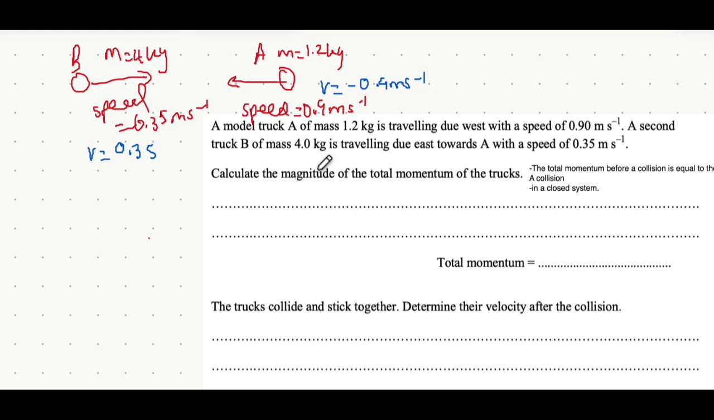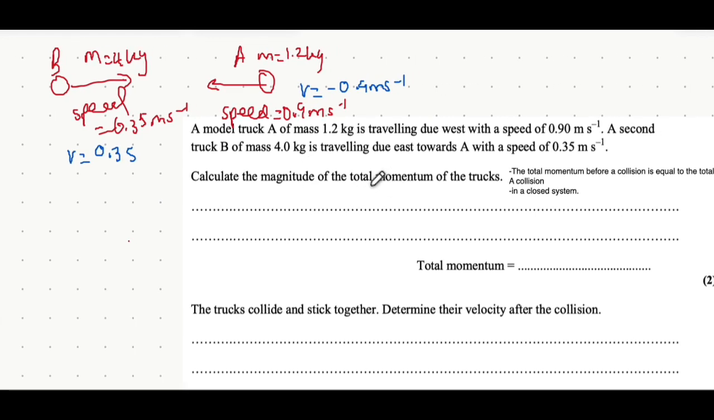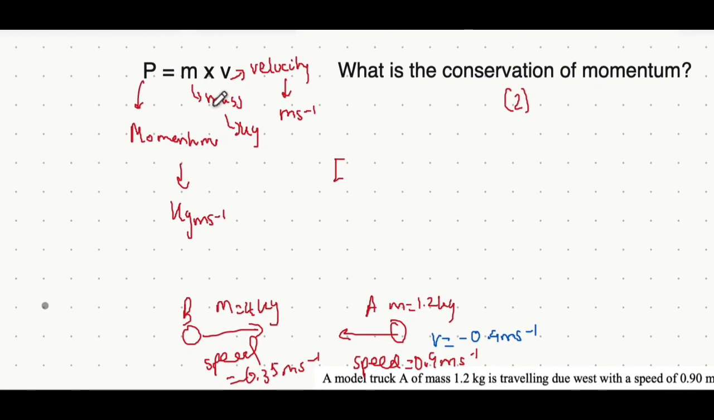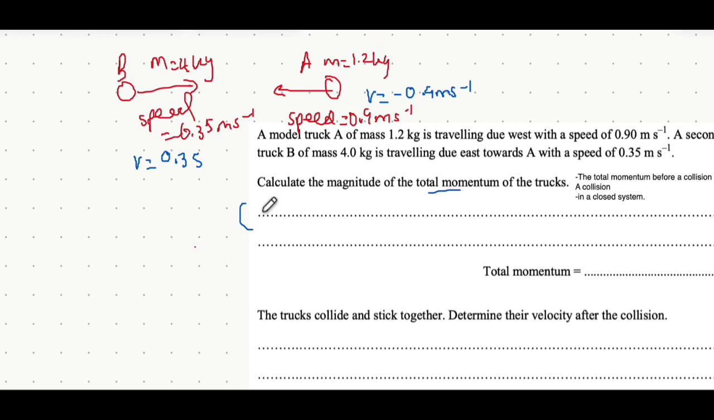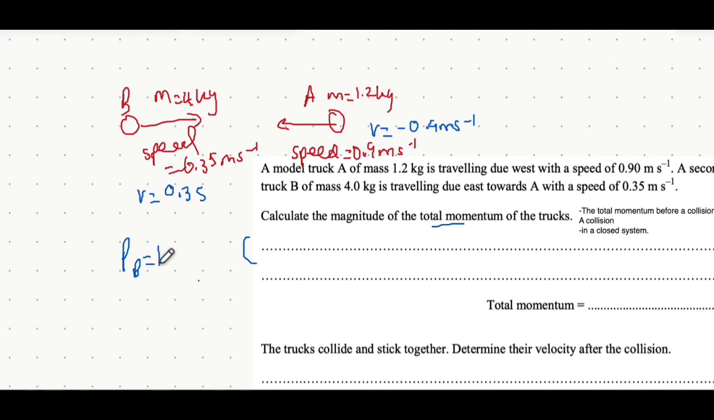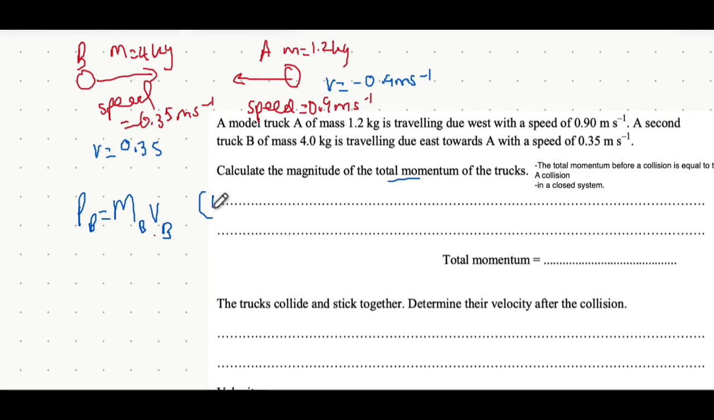How do we now find the total momentum? So the total momentum is the momentum of truck B plus the momentum of truck A. So momentum, we mentioned before, is mass times velocity. So let's write this out. The momentum of truck B is the mass of truck B multiplied by the velocity of truck B. So that's the mass of 4 multiplied by the velocity of 0.35.